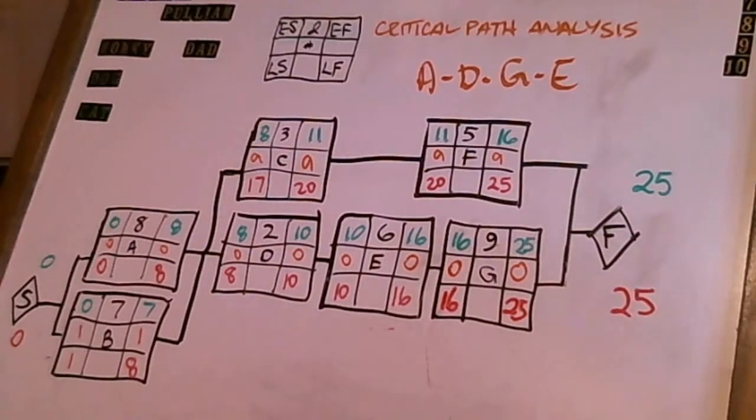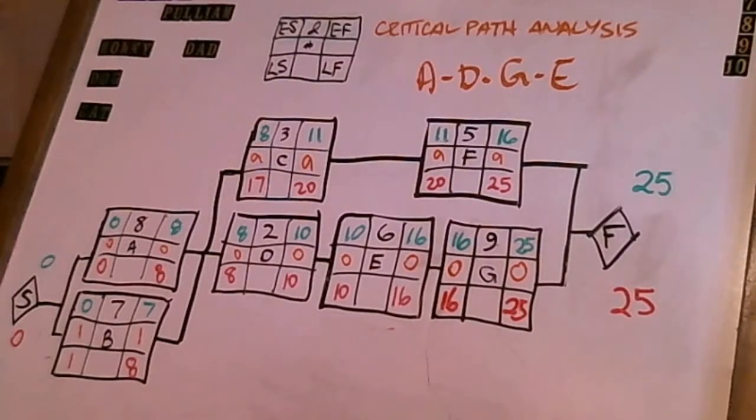Well, that's all I have to share with you tonight. Take a look at this network diagram, and as I said earlier, go through the forward and backward passes to make sure that you've got a good feel for it. And those concepts are fast tracking and the idea of crashing.